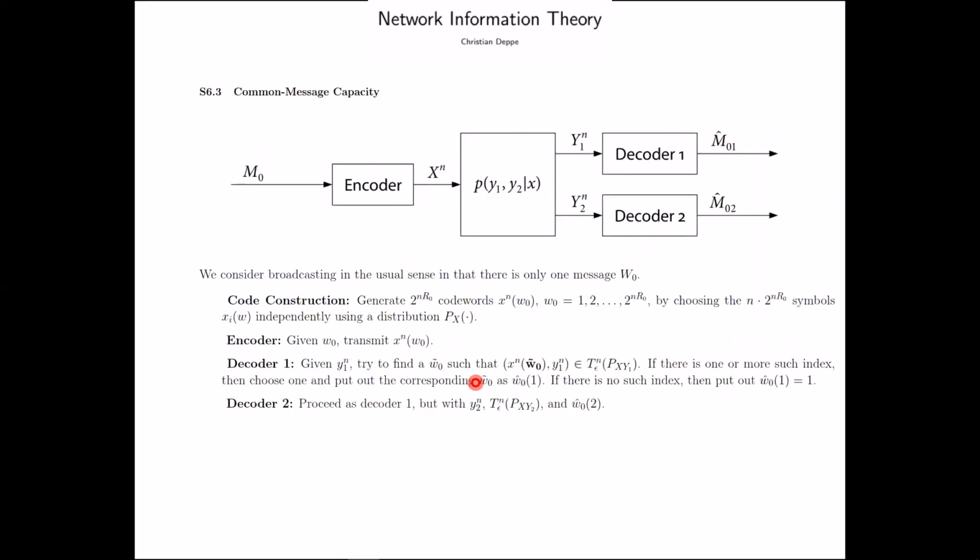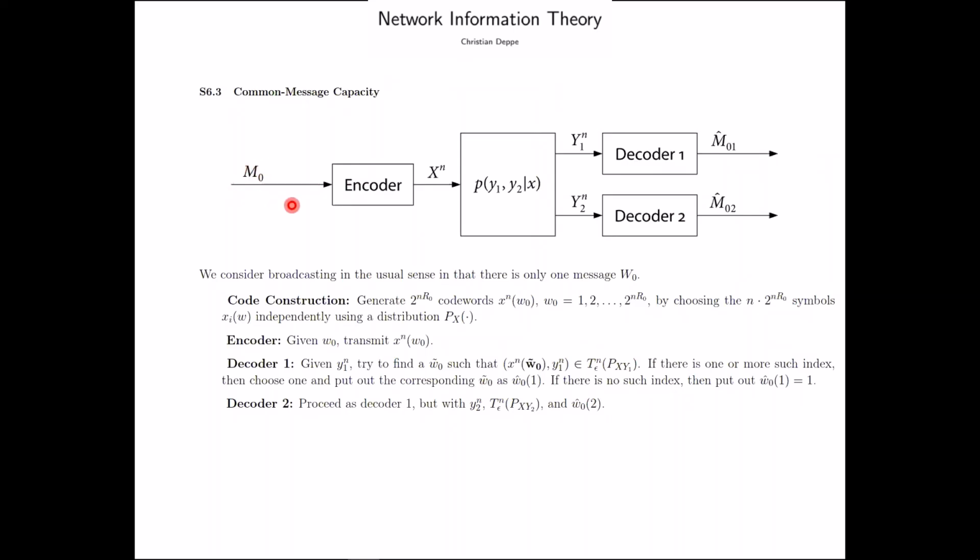Then we start to look at special cases. The first special case we looked at was the common message capacity. In this case, we only have one message, which is sent to the encoder, and decoder 1 and decoder 2 have the goal to give an estimate of this message. Thus, we only have a common message. We don't have any dedicated message.